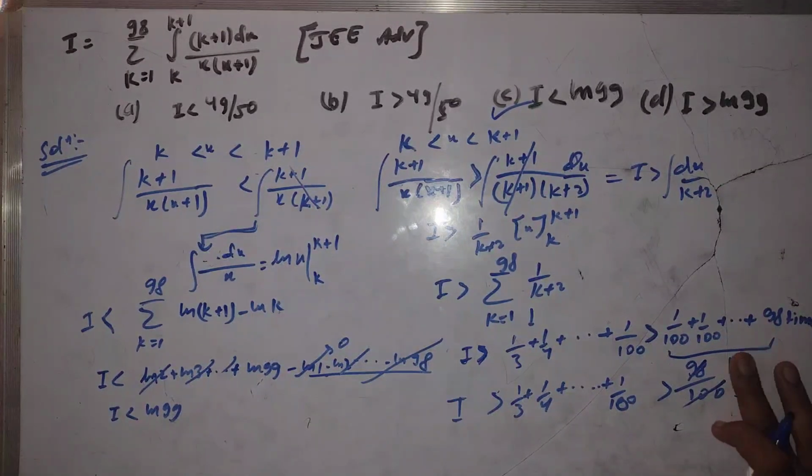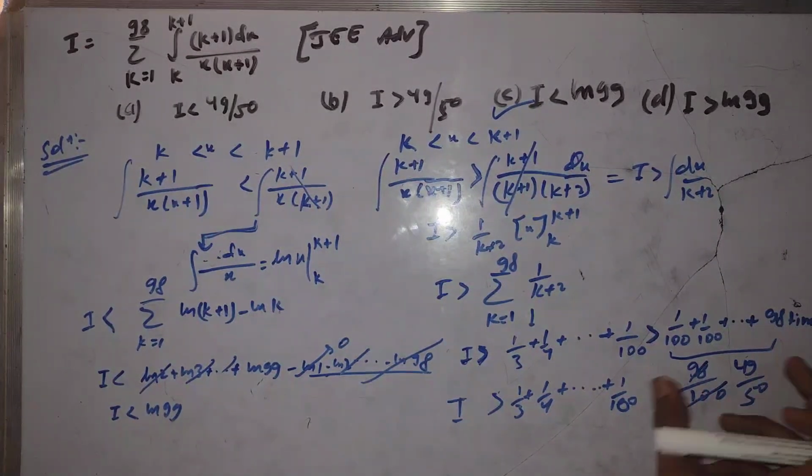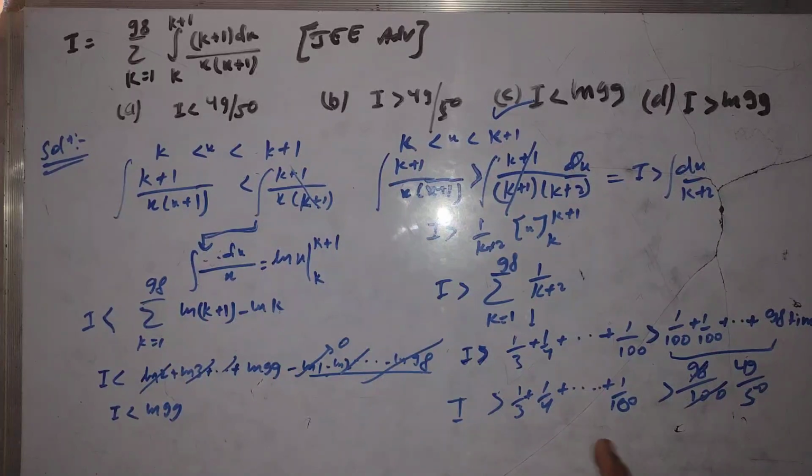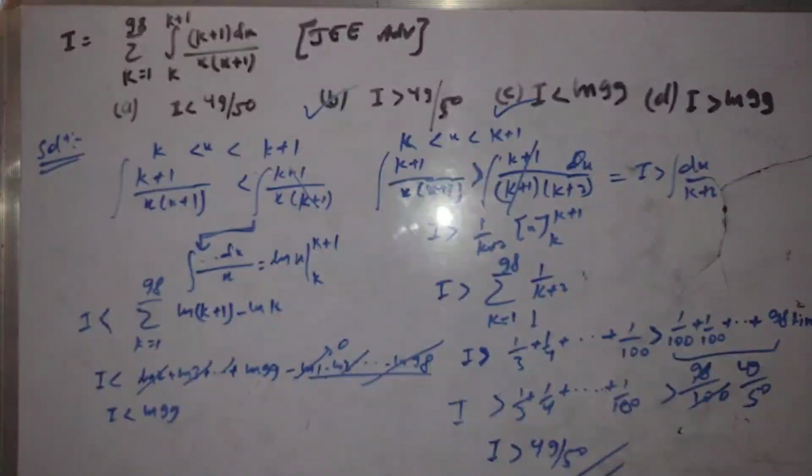Let me write it again more clearly, I have a very dull handwriting. So this is 49 by 50. Because this is greater than 49 by 50, and I is greater than this too, we can say that I is greater than 49 by 50. So I think we got it right. Option number B is a correct option.